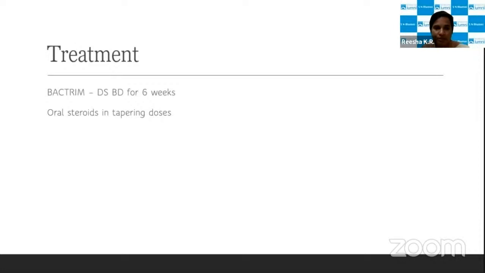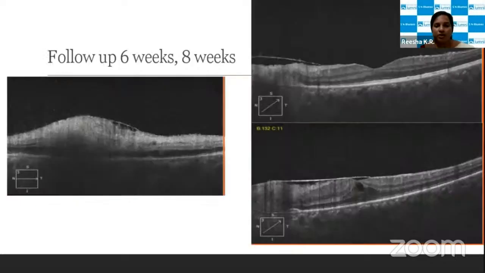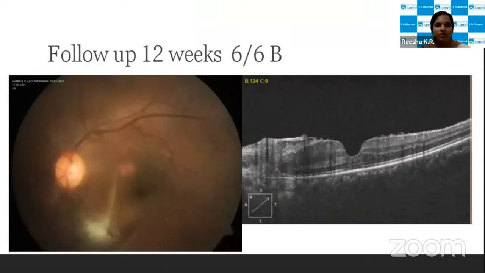Already she was on oral steroids, so we started Bactrim DS for 6 weeks. Initially, the patient had a good response with the treatment, but by 6 to 8 weeks, again the lesion showed increased activity with vitritis. OCT also showed increased activity by 6 to 8 weeks. So we changed Bactrim DS to Dalacin C and azithromycin along with oral steroids in tapering doses. Now, just 1 week prior, she came after 12 weeks of treatment with 6/6 blurred vision. The retinochoroiditis patch was almost healed. There was a membrane overlay.